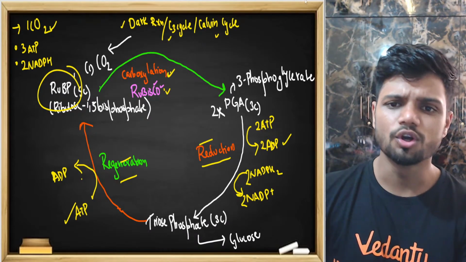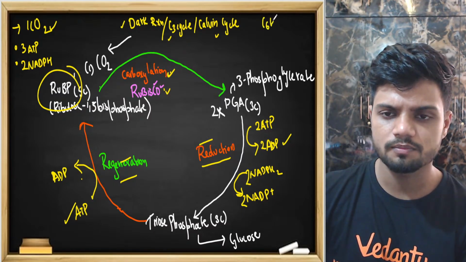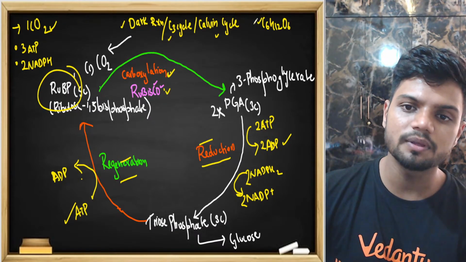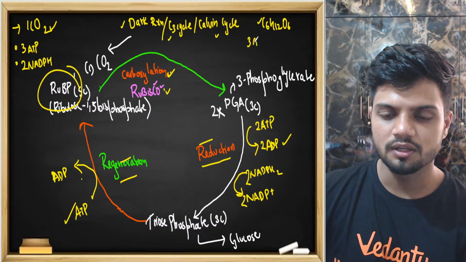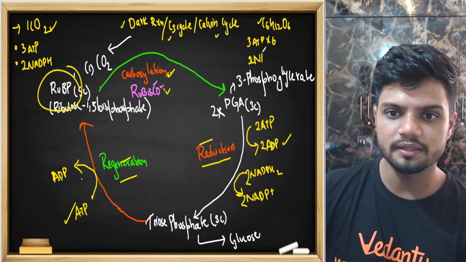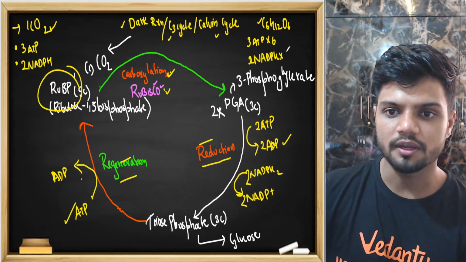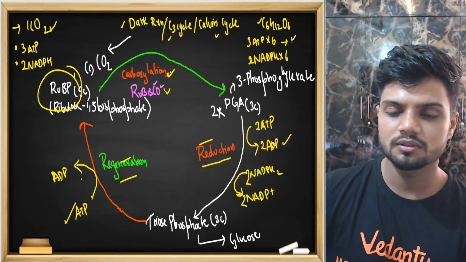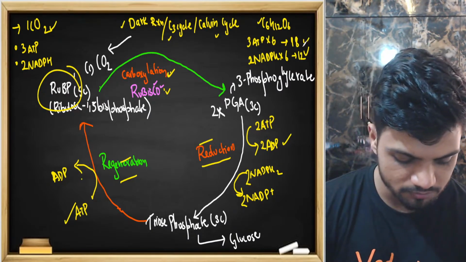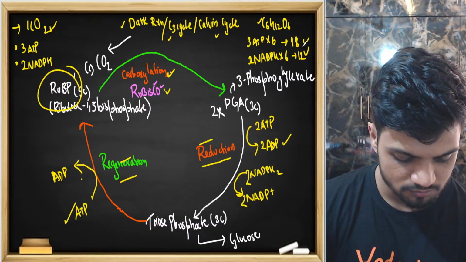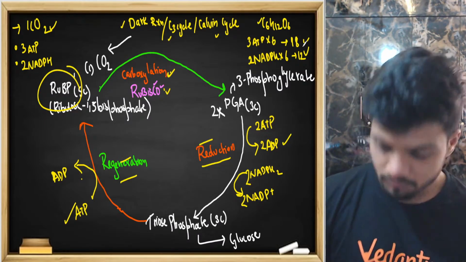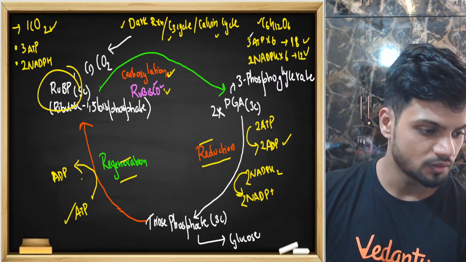In examination, they can ask you, what about for glucose then? If for one CO2 this much is needed, how much will be required for 6 carbon? All you need to do is 3 ATP into 6 and 2 NADPH into 6. That gives 18 and 12. Is it right? 18 and 12. That's all.